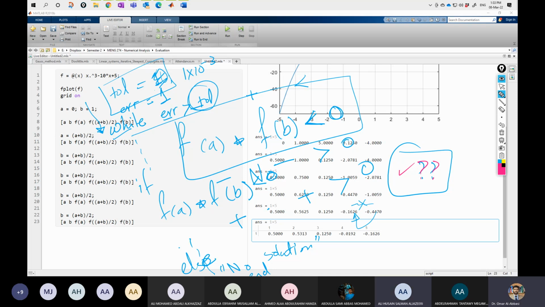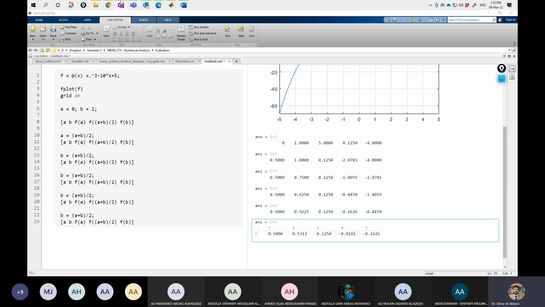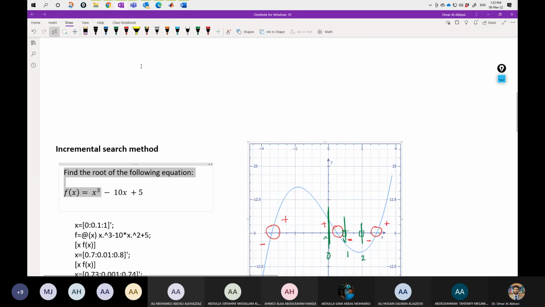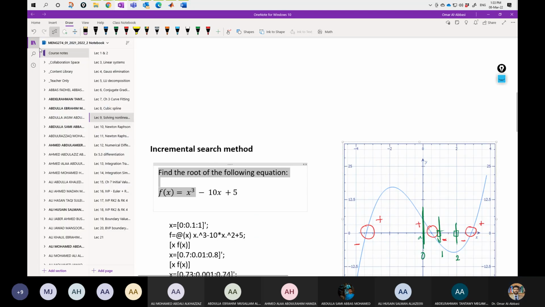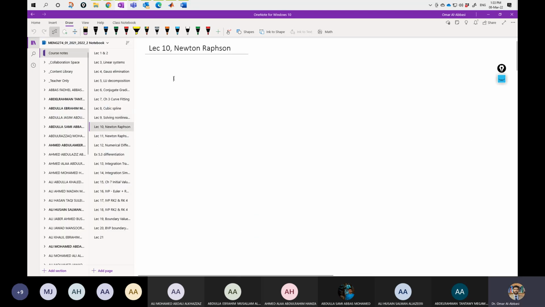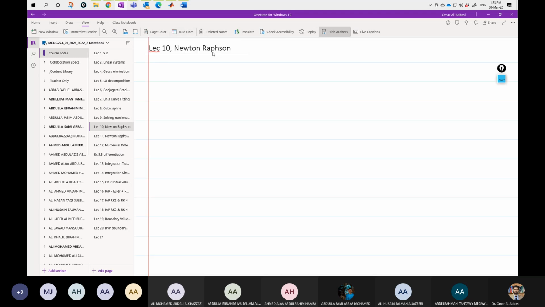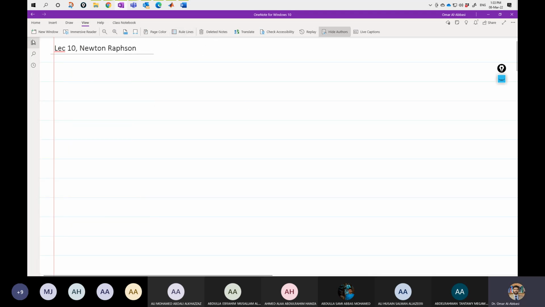Okay, this approach, this scheme is what we usually use for solving nonlinear problems. Right. Okay. So what do we have? We will start with Taylor series expansion.